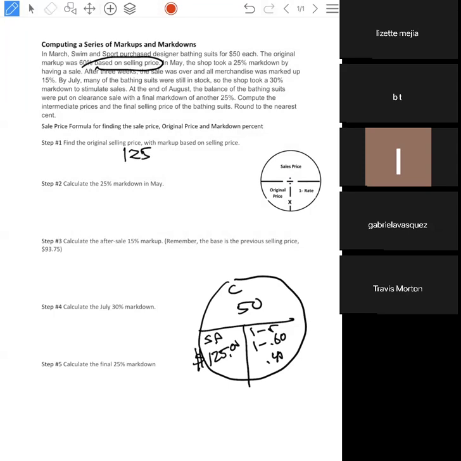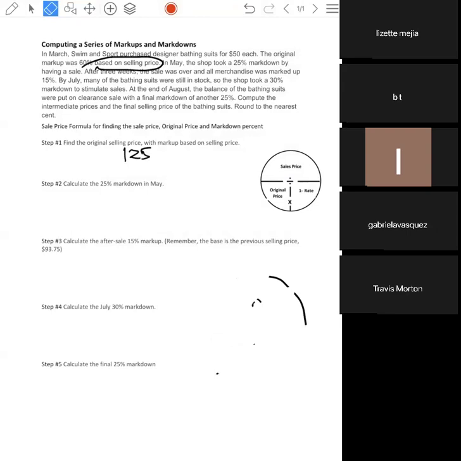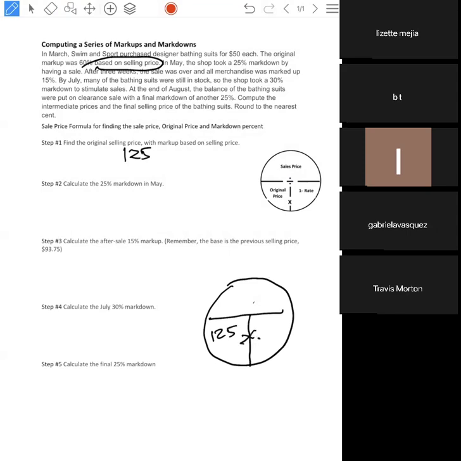All right, I'm going to erase some of this just so I can work the next set of the problem. So $125 was their selling price. And then they decided in May to do a markdown on that selling price. So there's two ways we could do it. The markdown was 25%. So we could, again, just use the 125 times point, what did it say, 25%? So we could just do that.